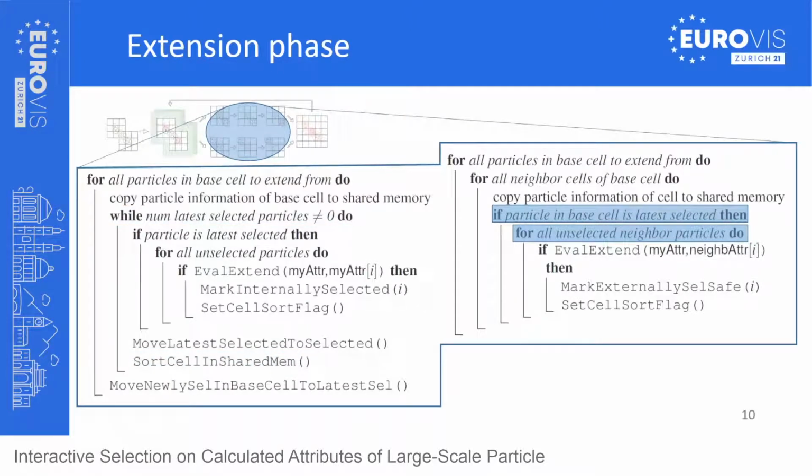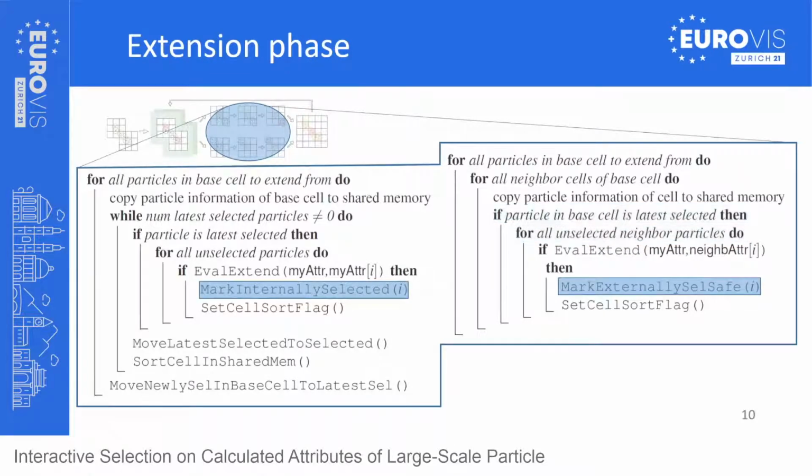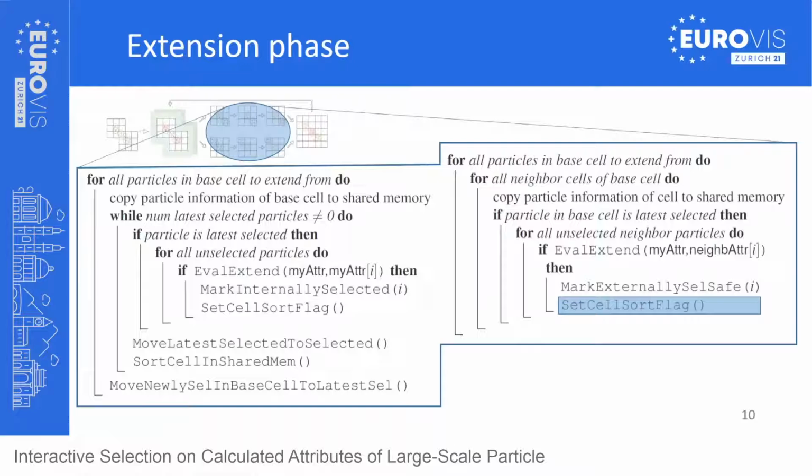As we now extend to neighboring cells one by one, we only consider unselected targets and the latest selected sources for the extension. The procedure is identical to one repetition cycle within the base cell. Nevertheless, particles are marked as externally selected in cells other than the base cell. At the end of each extension loop, we check if other particles were selected and the containing cell is not already marked with a cell needs sorting flag. Then we add the cell to the work buffer for the upcoming consolidation phase.